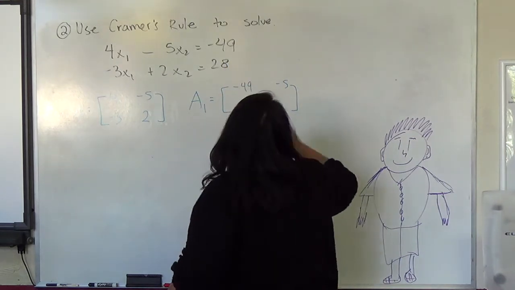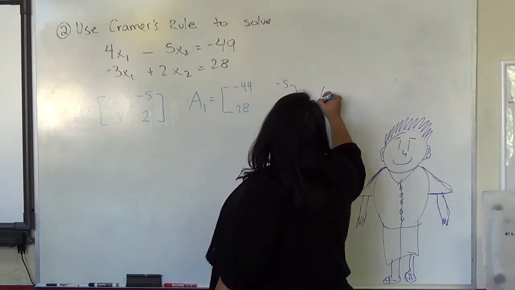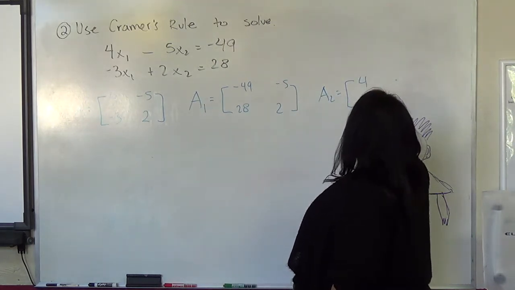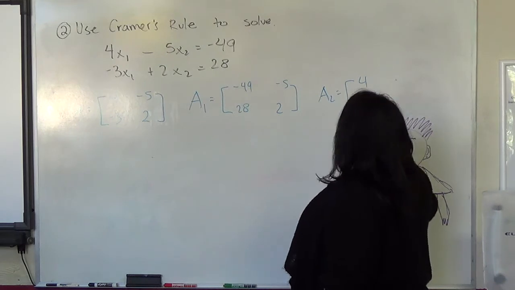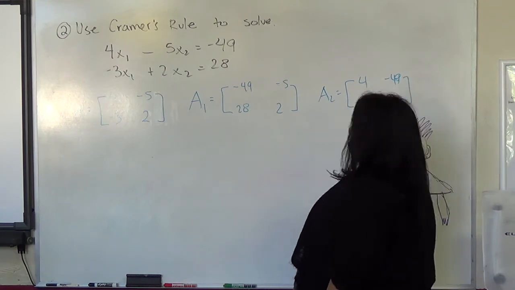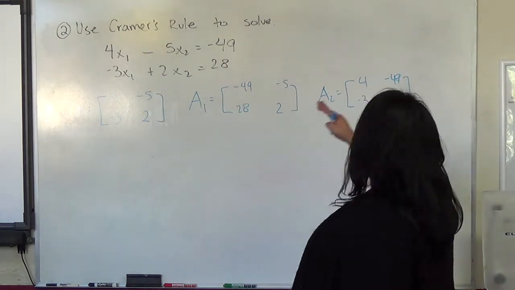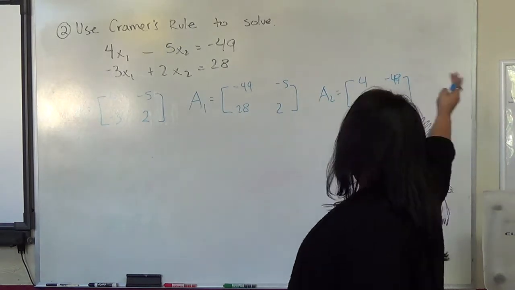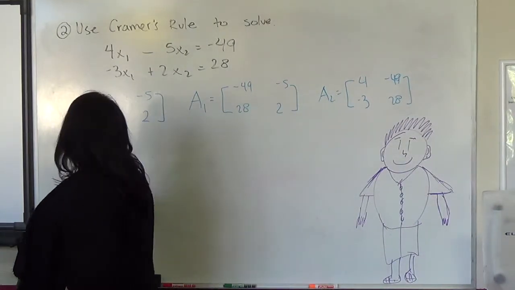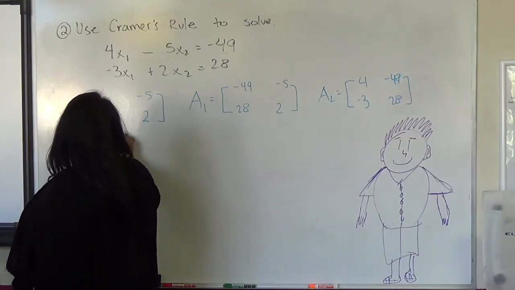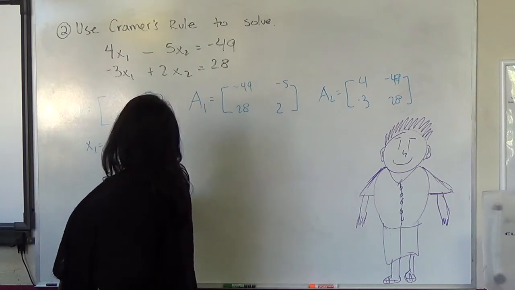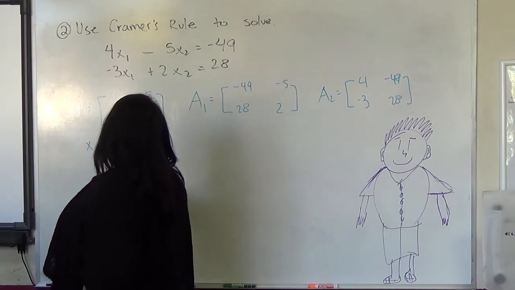And then from here, A sub 2 would be what? The answer goes in the second column: 4, negative 49, 3, 28. You with me? And if there's a third variable, I do the same thing, for however many variables there are. So for example, x1 would equal the determinant of A sub 1 over the determinant of A.